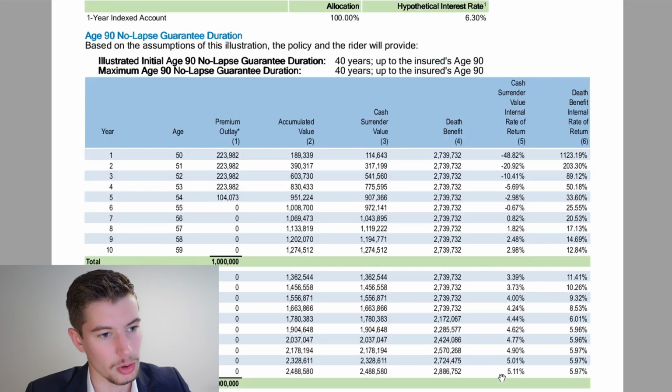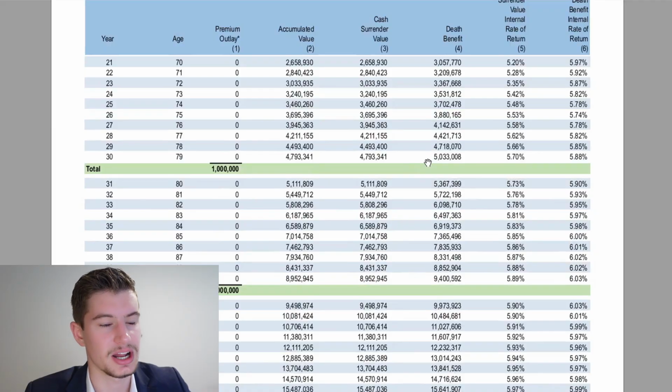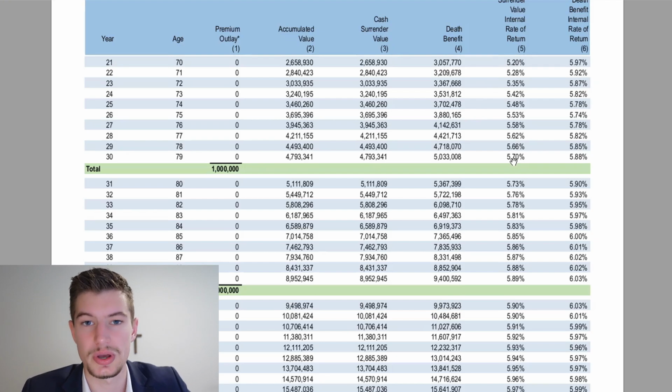And then the longer you hold the policy, the more that internal rate of return is going to increase. Why? Again, that's because the fees are front-loaded in IUL, so the longer that you hold the policy, it should be close to within 1% of that illustrated rate over 20 to 30 years.